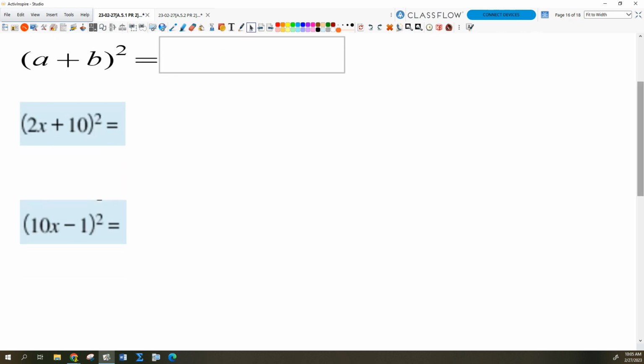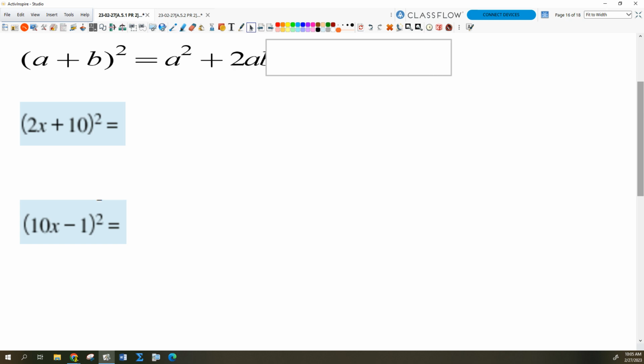How about something like, what if I wanted to expand out 2x plus 10 quantity squared? What would I do? Well, I'm going to use row 2 in Pascal's triangle. That's the expansion I'm going to use. That's one we have to remember. What is a plus b quantity squared equal to? A squared plus, oh, I have to have a 2 there, plus 2ab plus b squared. You see how you can just make that up as you go? That's an easy one.